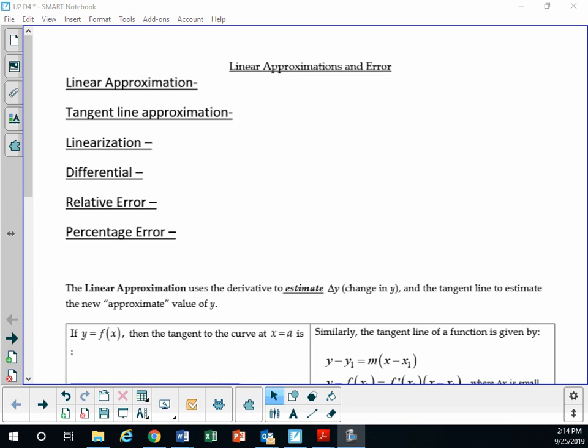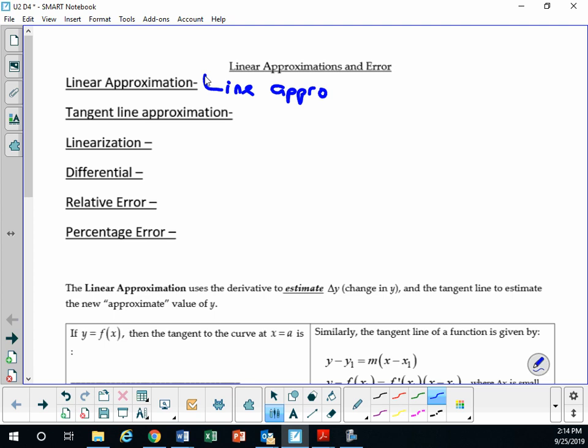Gentlemen, we're going to be talking about linear approximation and error. And linear approximation is literally a line that approximates a function at a particular point.